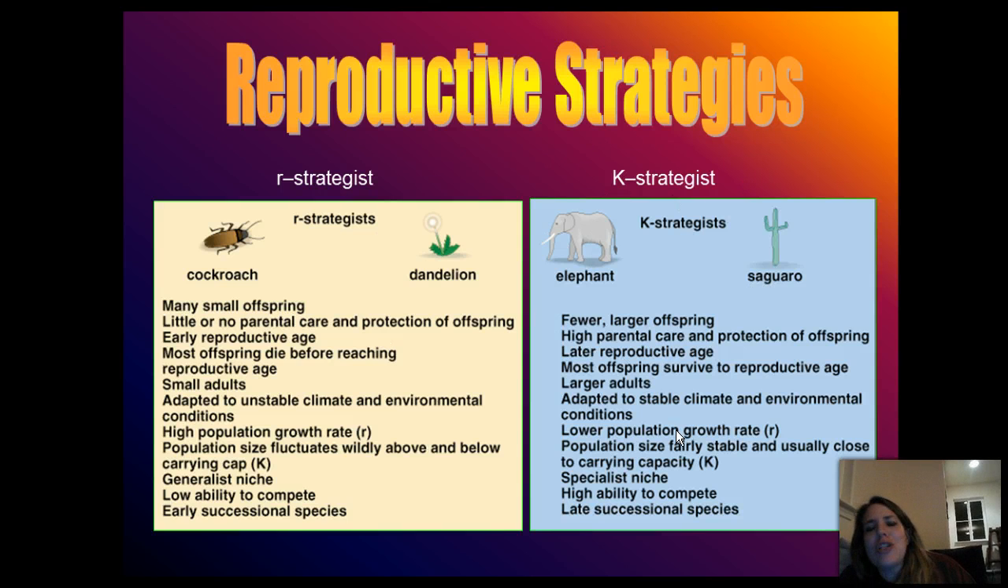A K strategist would be something like an elephant. They tend to have lots of parental care, have very few babies all at once, but put lots of parental care into those babies. They tend to be rather large organisms and often are specialists. And so saguaro cacti would be an example of this. Elephants would be an example of this. Humans would be an example of this. So R strategists versus K strategists.